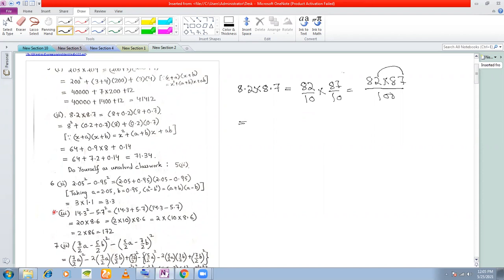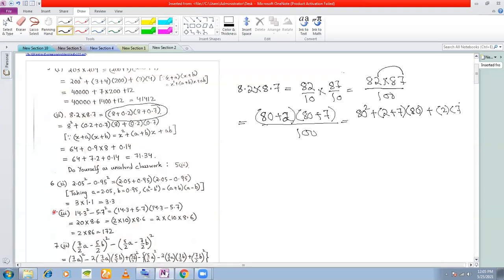So now what you do here is either you can do it this way, break it up directly, or you can change it to fraction and you can write this as (80 + 2) into (80 + 7) divided by 100. Now the numerator is what form? (x + a) into (x + b), which is x square plus (a + b) into x plus ab, whole divided by 100.